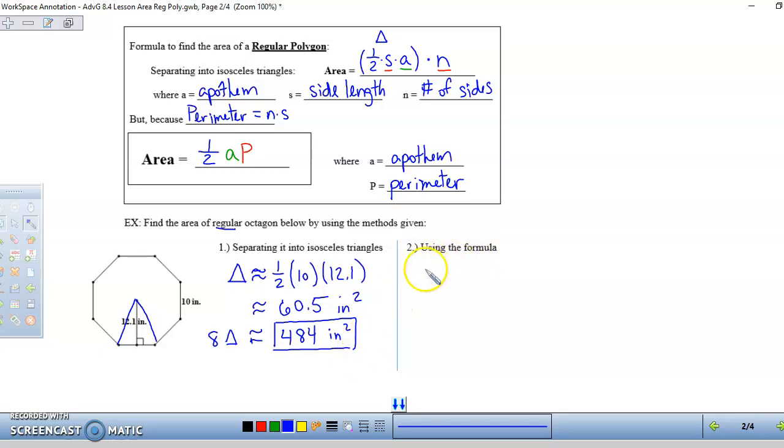Okay, if I just use the formula, I'll give you a minute to do that. Pause and use the formula. So you're going to do 1/2 apothem, so the apothem is 12.1, times the perimeter. The perimeter in this case is 10 times 8, right? So that's going to be 80. And then obviously when you throw that in the calculator, you will get the exact same answer.